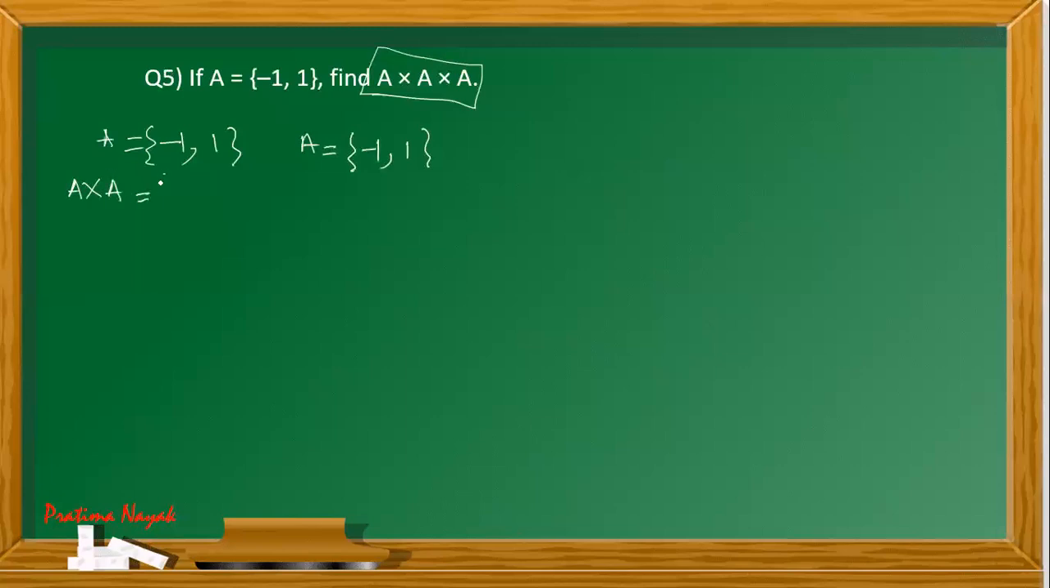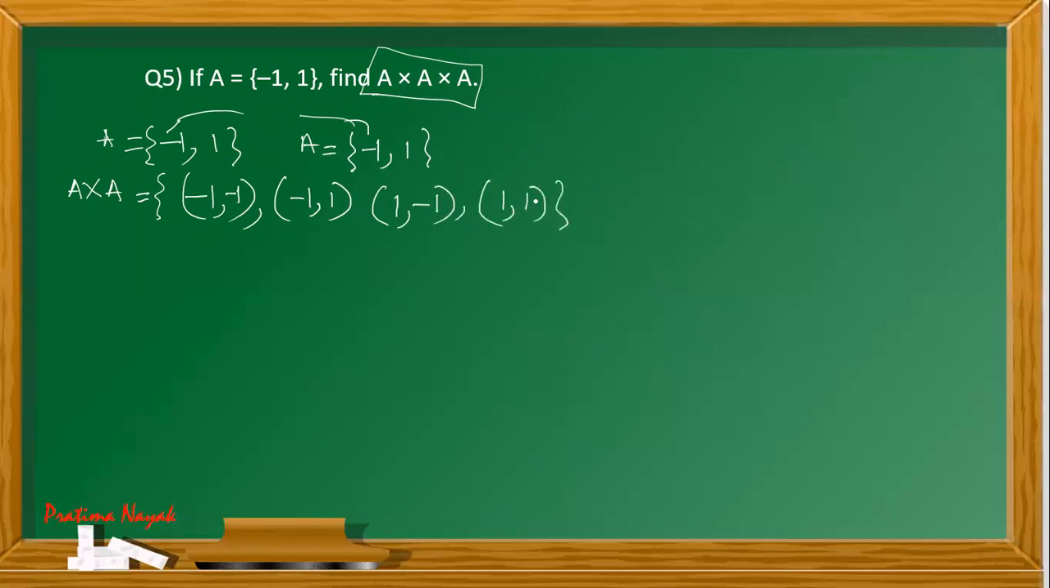So I'll take one element from this A and another from this A. I'll make a pair. So first will be (-1, -1). Next (-1, 1). Then (1, -1). And next it will be (1, 1). So how many pairs will be there in the product of A and A? There will be 4 ordered pairs.